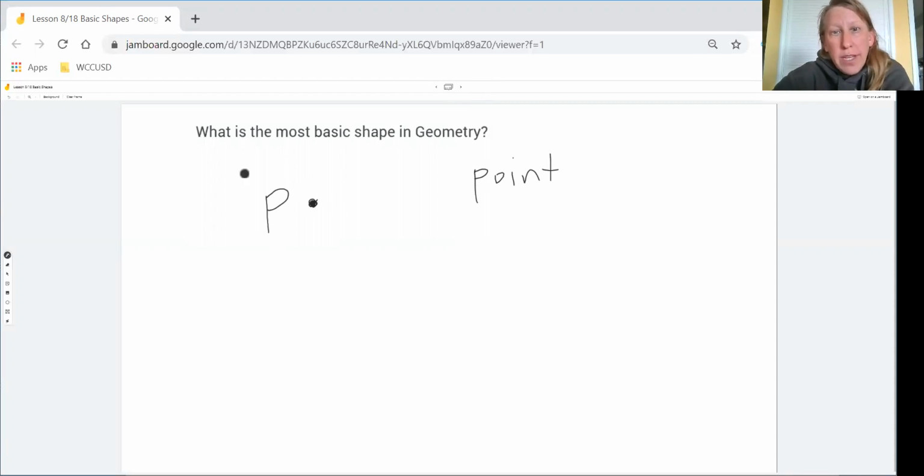We label points with a capital letter. Points have no dimension. We can't measure them. They're infinitely small. They don't have a height or a width. When we draw them, they do. But when we talk about them, they're more of a concept than an actual thing. We can represent them with a dot on a piece of paper.